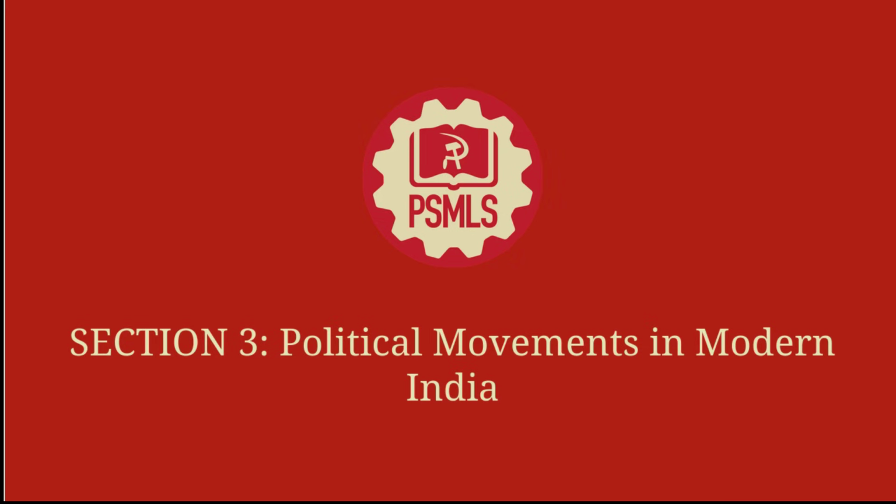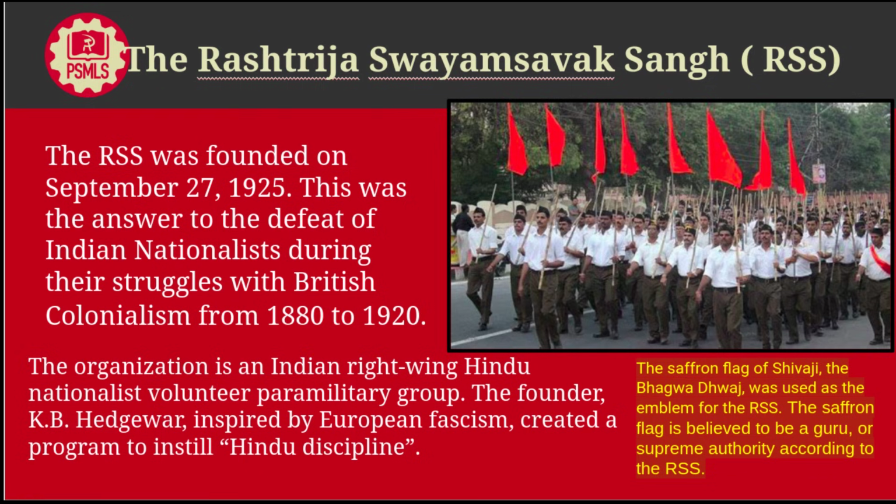Political movements in modern India. The Rashtriya Swayamsevak Sangh, this is RSS, one of the foundations, was created on September 27th, 1925. The motivation for most of these was the struggles they had with British colonialism, as you see, from 1880 to 1920. Some of the founders of this organization really took some lessons on why they were defeated in their struggles with British colonialism.